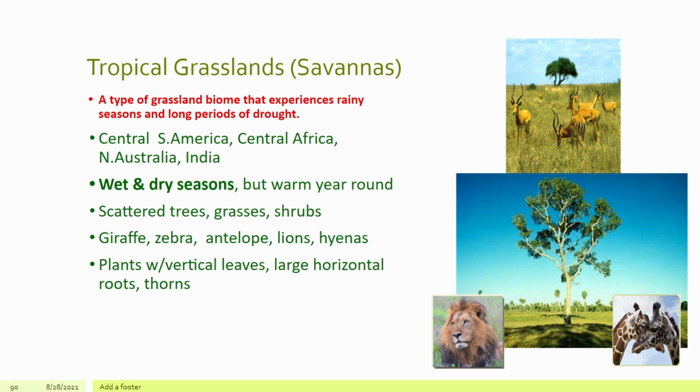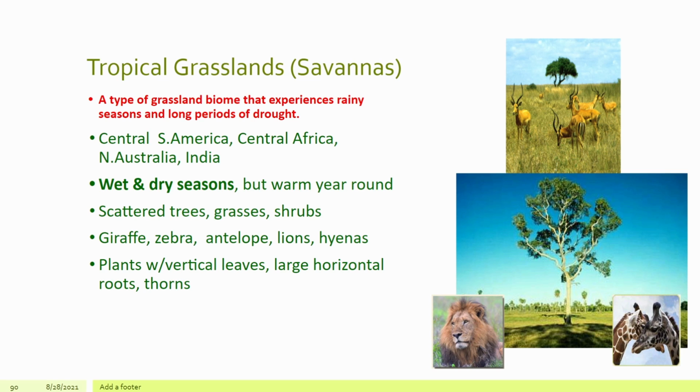Next, let's look at the savannas, which sometimes are known as grasslands. Central South America, Central Africa, North Australia, and India are areas where you might find such types of biomes. A type of grassland biome that experiences rainy seasons and long periods of drought is a way that you could describe a tropical grassland like a savanna.